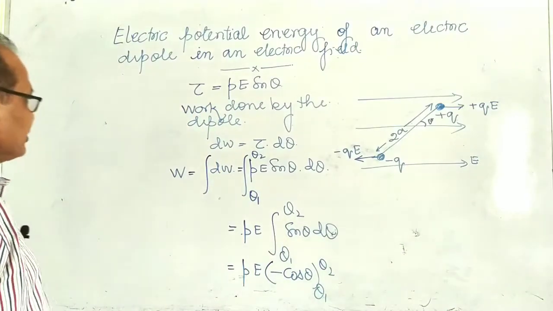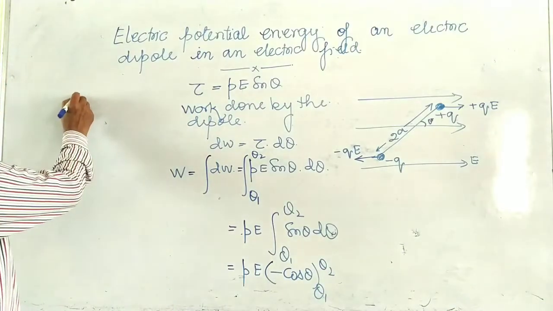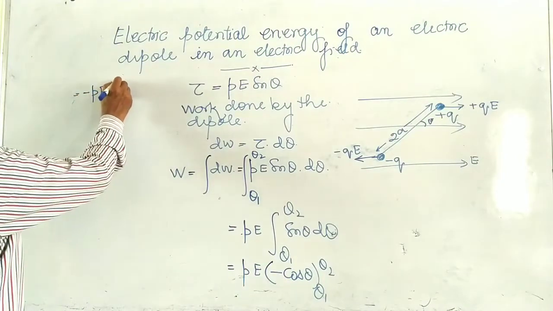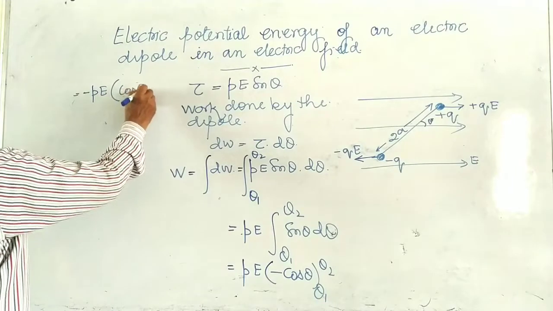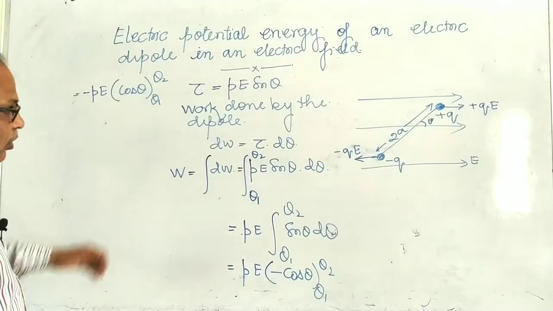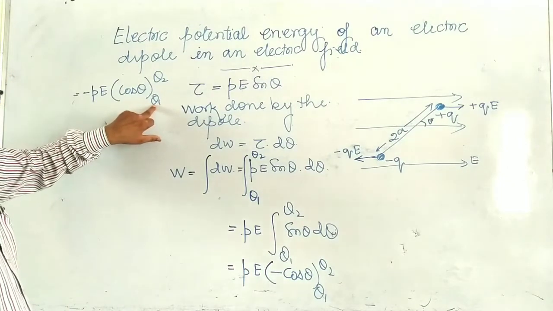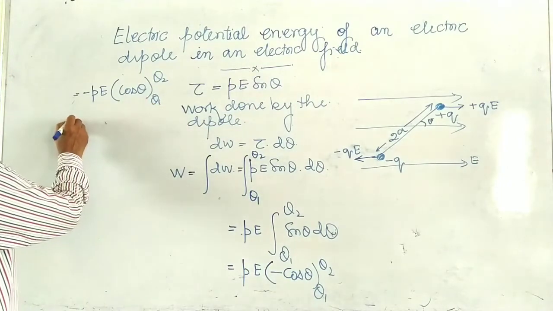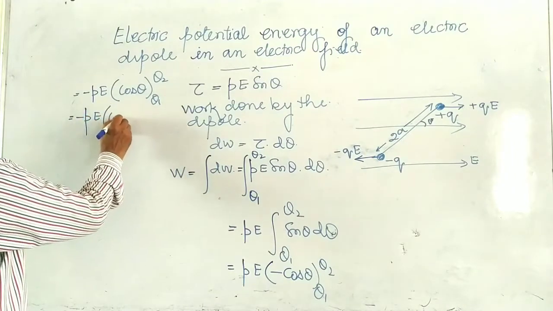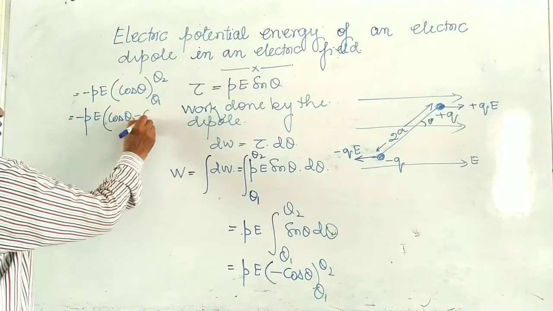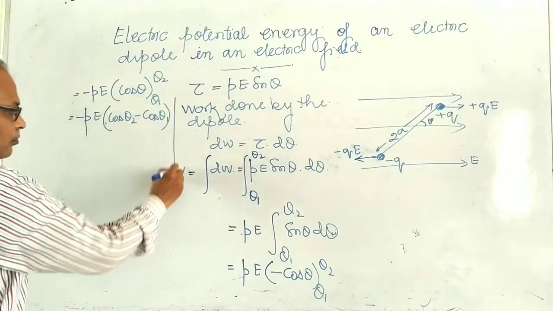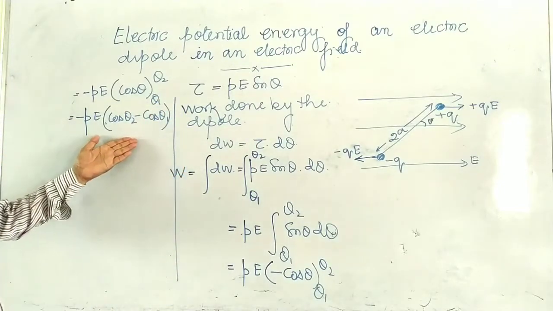This can be written as minus PE cos theta, from theta 1 to theta 2. If you substitute the limits, this can be written as minus PE times cos theta 2 minus cos theta 1. This is the work done.